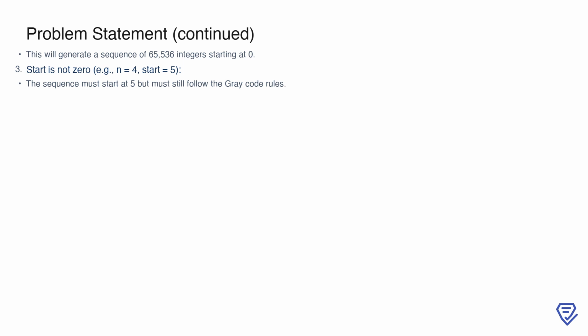For smaller inputs, like n equals 1 and start equals 0, the output would simply be a permutation of 0, 1. On the other hand, for the largest inputs, such as n equals 16 and start equals 0, the sequence will include all 65,536 integers starting at 0. If start is not 0, like in the case of n equals 4 and start equals 5, the sequence must still begin at 5 and adhere to the gray code rule, ensuring that each transition between numbers differs by 1 bit.